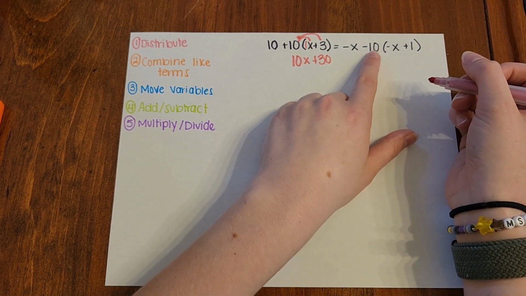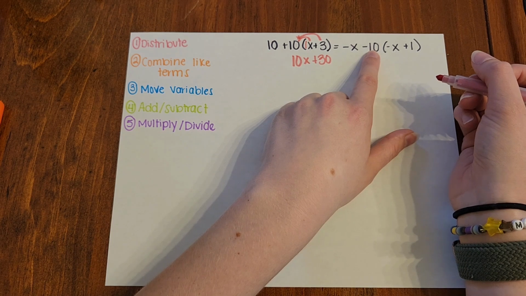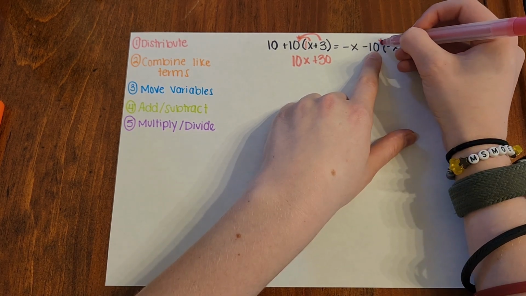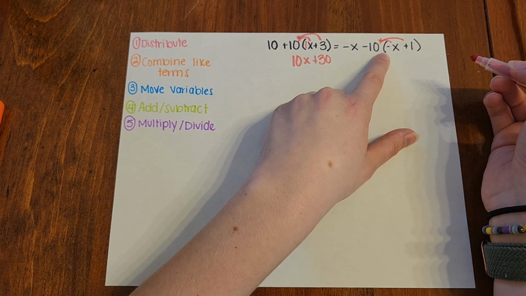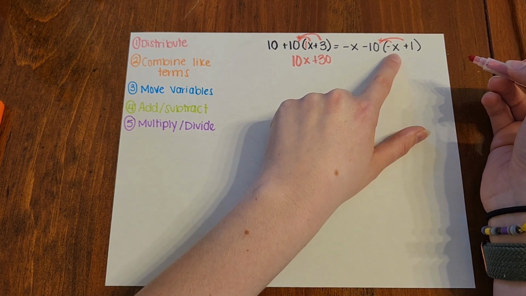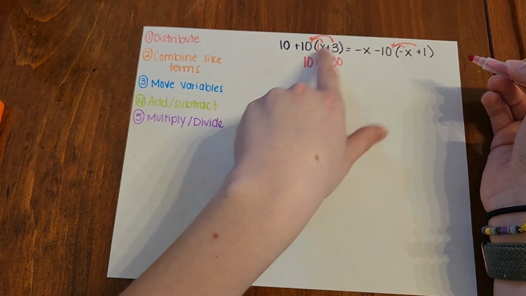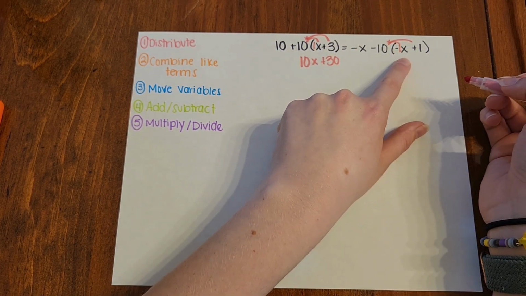Over here, we have another set of parentheses with a negative 10 in front. So we're going to take that negative 10 and do the same thing and multiply it to both terms inside of the parentheses. Right here, we can see we have a negative sign in front of this x. And just like over here, this means that there's a negative 1 in front of that x.